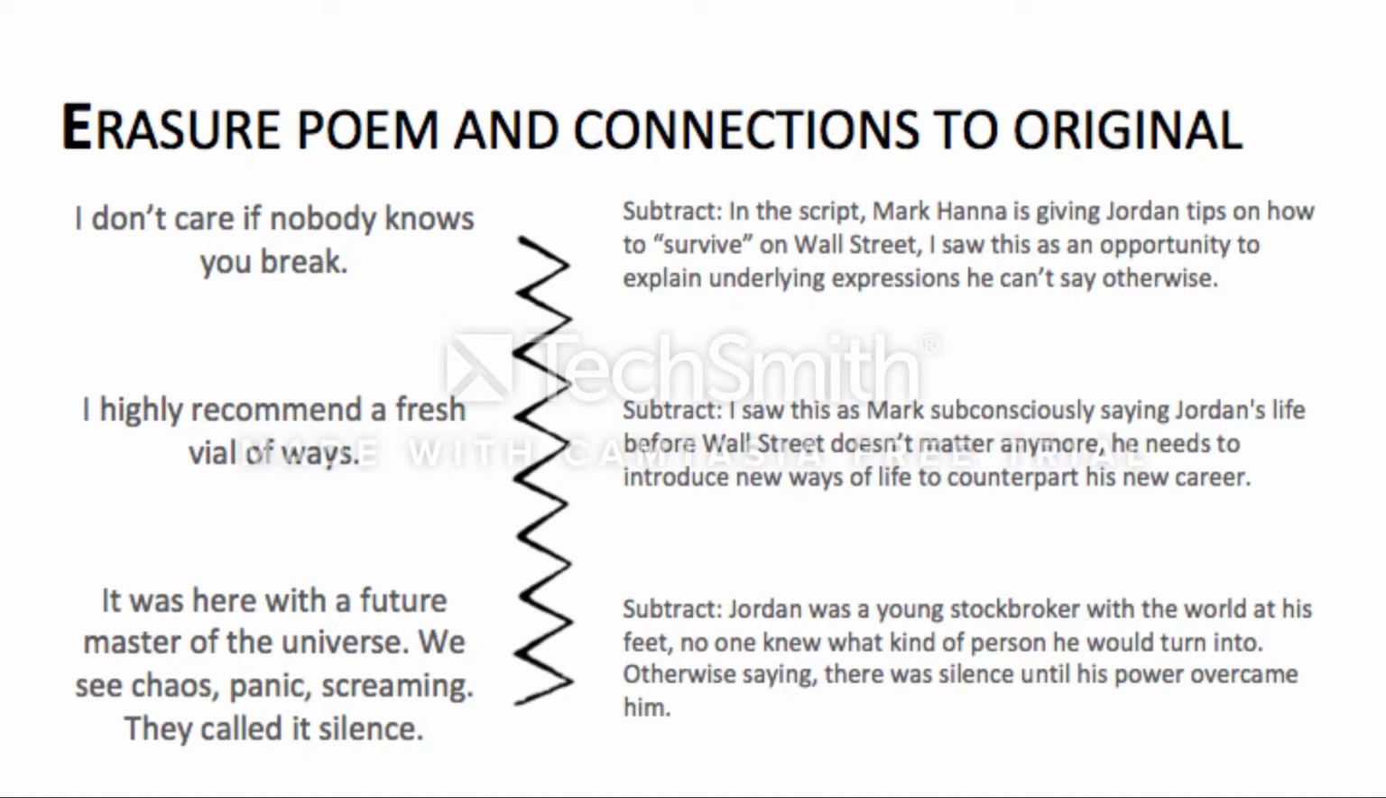Next I have, "It was here with the future master of the universe we see chaos, panic, screaming. They call it silence." So Jordan's a young stockbroker with the world at his feet, and nobody really knows what he's capable of or what he was going to turn into. I kind of saw this as silence before the storm. Everyone just kind of assumed that he wouldn't really go far, especially with the stock market going down. And little did they know that he was going to be this big, narcissistic, powerful man one day.